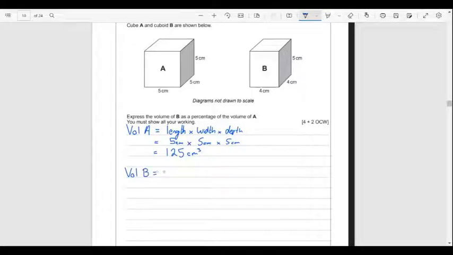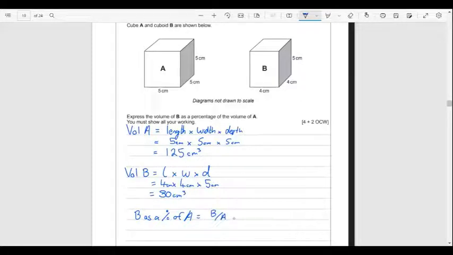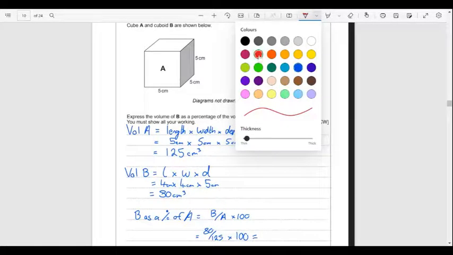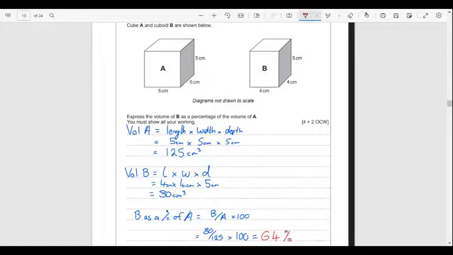The volume of B, again, is just length times width times depth. Getting a bit shorter. And that will be 4 times 4 centimeters times 4 centimeters times 5 centimeters. And that is equal to 80 centimeters cubed. Okay. Now that's not the question done yet. We need to express B as a percentage of A. So B as a percentage of A is B divided by A times 100. So that is 80 divided by 125 times 100. And that gets us an answer of 64%. Okay. Let's have a look at the next question then.